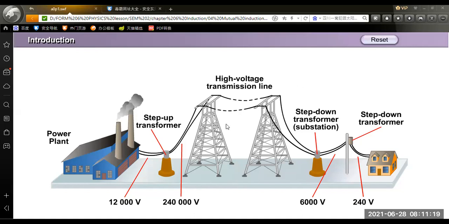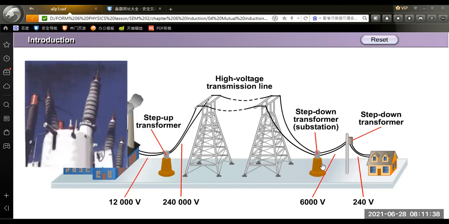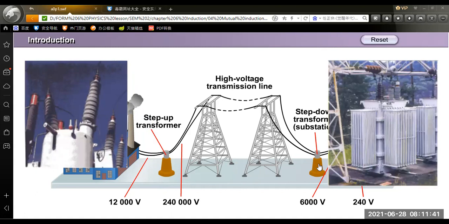Let's look at the diagram. The diagram shows how a power plant generates the electricity and then sends it through the power line to the consumer. In between, we have the step-up transformer and also the step-down transformer. Ladies and gentlemen, what we will learn today in this lesson is mutual induction.